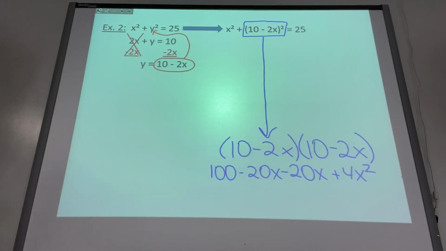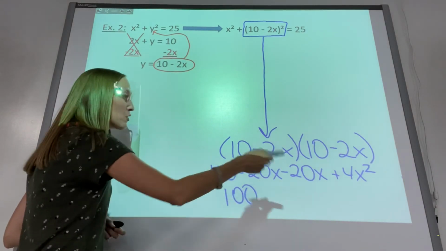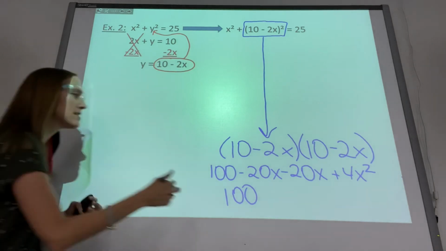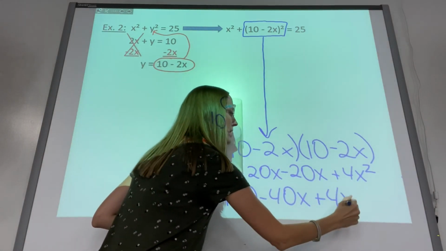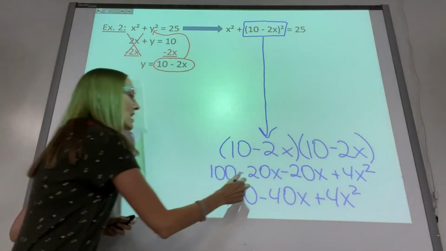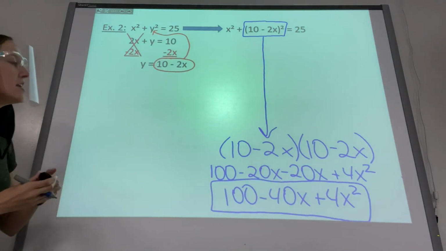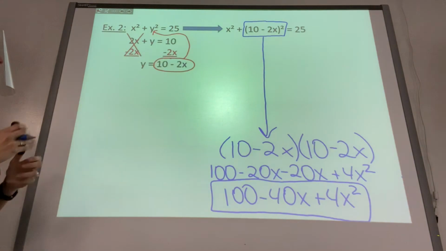Now, I think in the PowerPoint, I just left it in this order. If you'd rather put the 4x squared first and do it in descending order, that's fine. But let me combine those like terms in the middle, and that's what I get for the 10 minus 2x squared. So I need to take that expression and plug it back in for the part in the blue box up at the top.